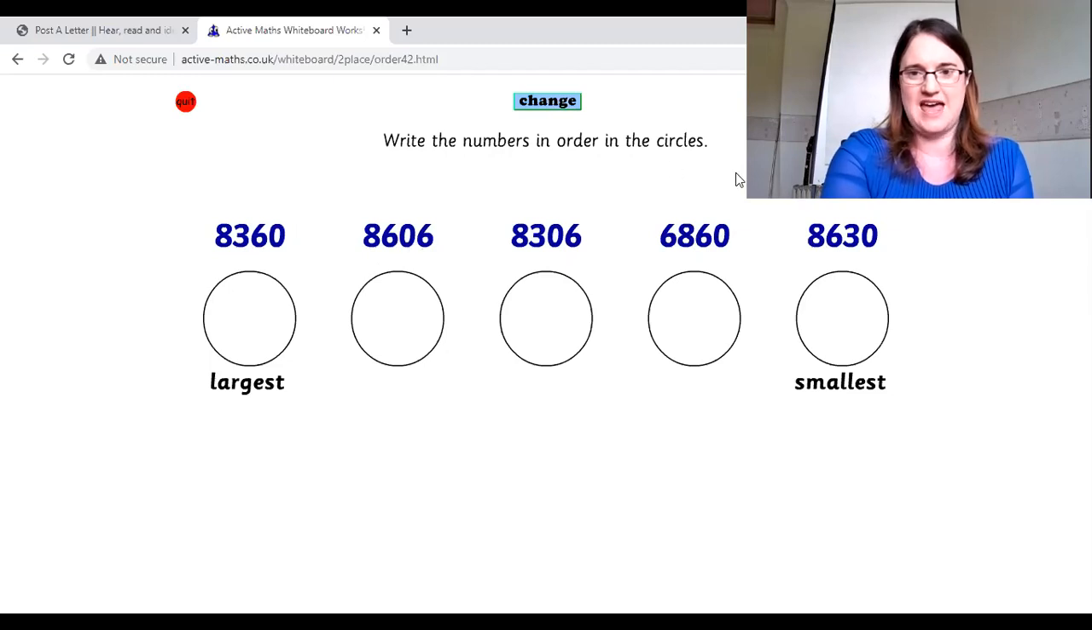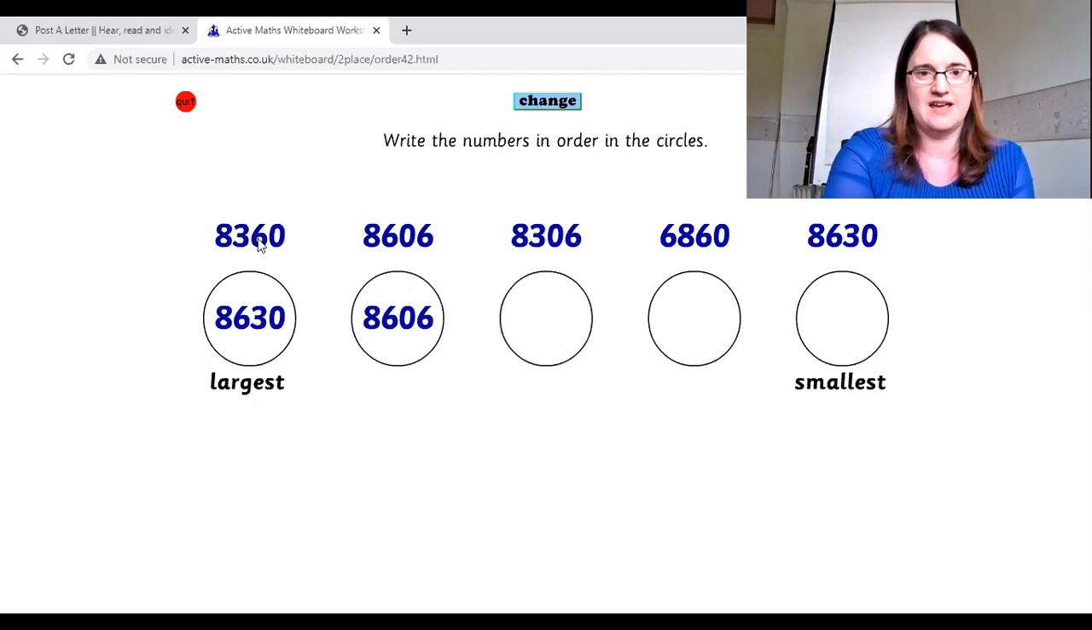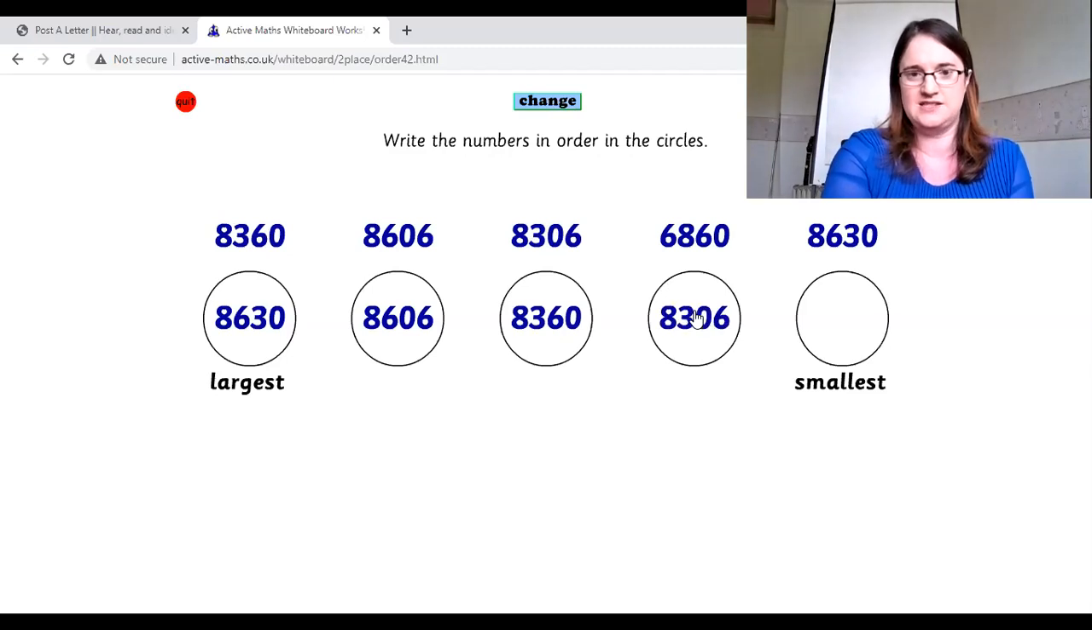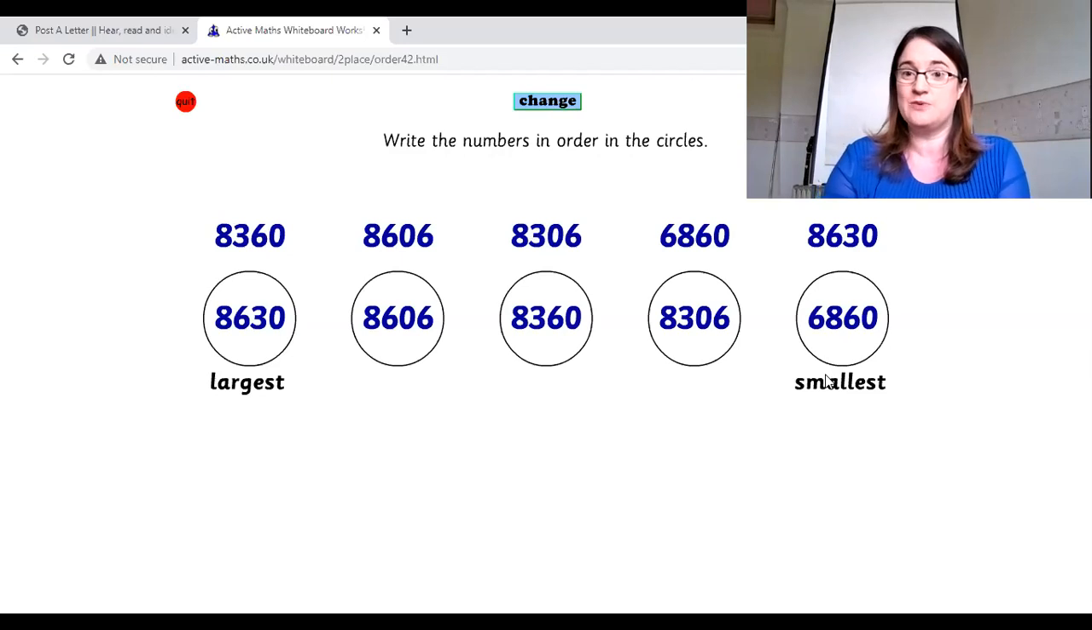That one's got a 0 in the tens. That one's got a 3 in the tens. So that's the one that's going first. 8,630. Then I'm going to use my other number with 8,600. 8,606. Then here, I've got 2 numbers that go 8,300. This one is 8,360. This one's 8,300 and then has no tens. So I'm going with this one next. Then the one that had no tens. And then we finally get back to our 6,000 that we looked at the beginning and knew was the smallest.